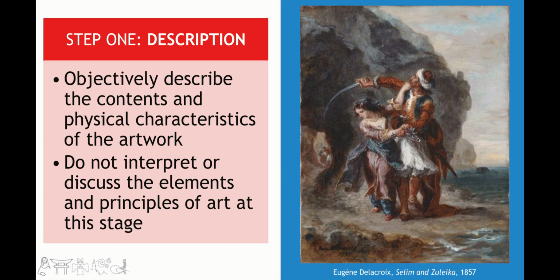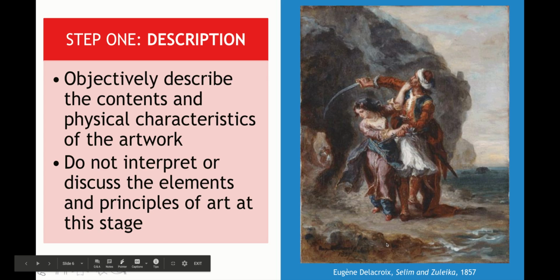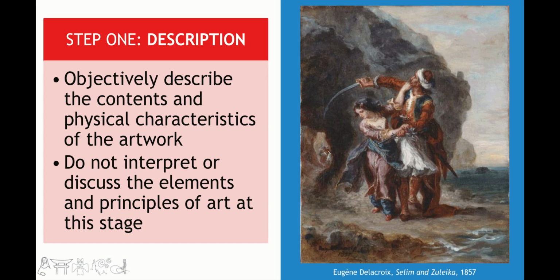So here we see a man dressed in clothes from another time. He's holding a sword. He is either struggling with or dancing with a woman who's also dressed in clothes from another time and place. There is a mountain in the background. There's an ocean. There are some rocks in the foreground. There may even be some sort of figures all the way in the back.